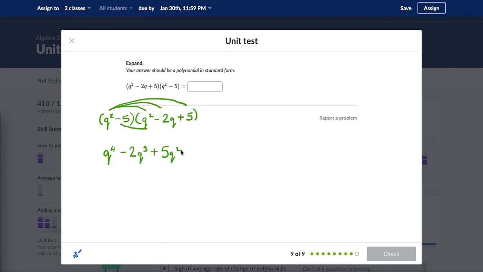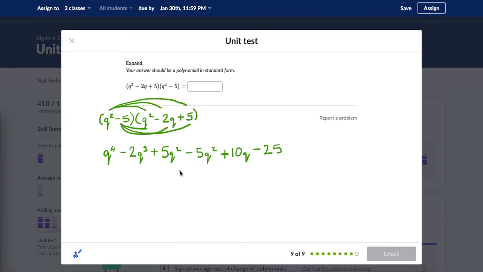Negative 5 times q squared is negative 5q squared, and we'll see that those two cancel out neatly. We'll do that in a second. Negative 5 times negative 2q is positive 10q, right? And negative 5 times positive 5 is negative 25.